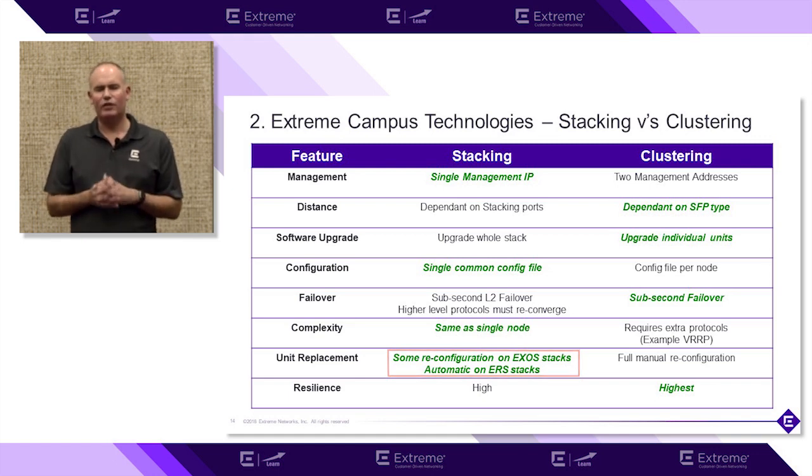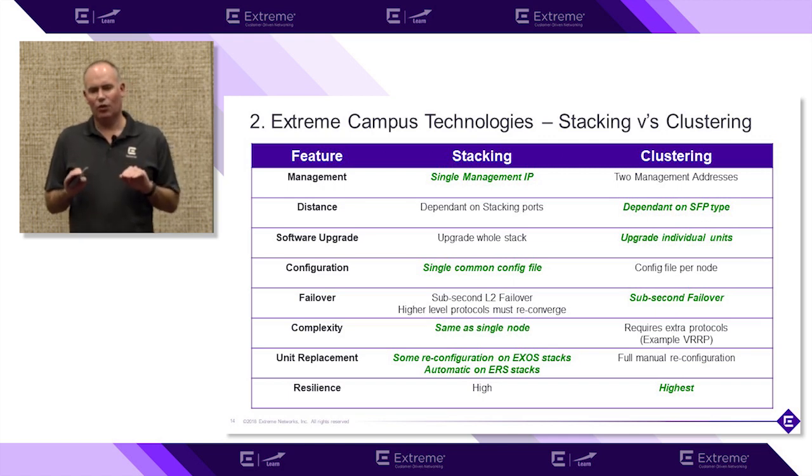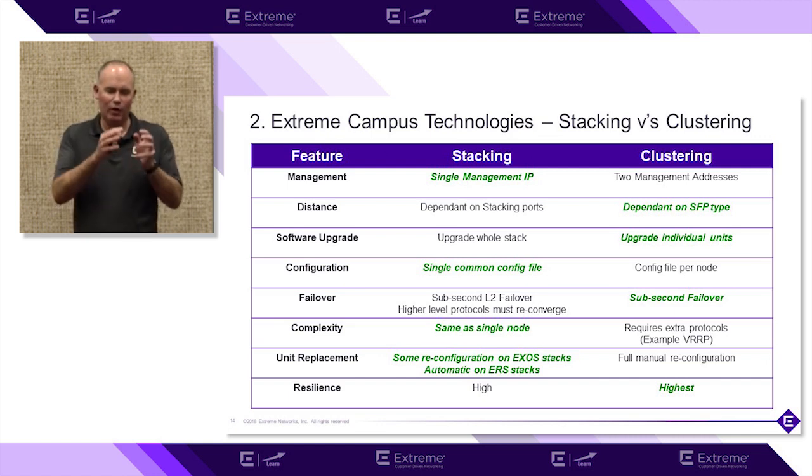The final one is resilience. If we look at which of these 2 technologies is the most resilient, it's a very close call here, but with stacking, we actually have one config file, although it's shared amongst multiple units. So if, for example, there was a possibility of config file corruption, or if somebody makes a mistake when they're actually configuring the switch, with a stack, that error could potentially cause the stack to go down.